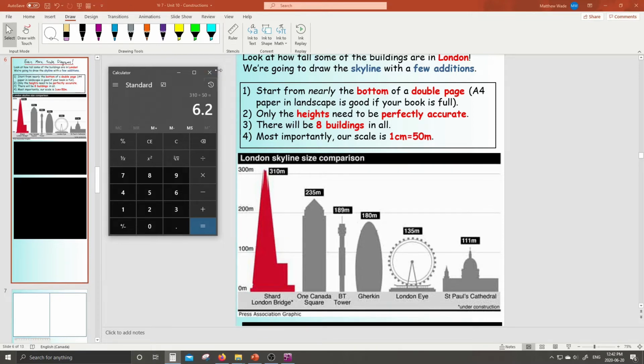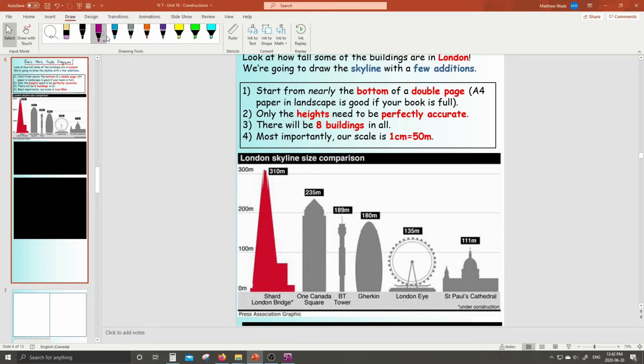So the number 1 step that you're going to do first of all is just make a note that this is 6.2 centimeters. Cool. What you do with that, and that's our shard again. So that's our lovely red shard.